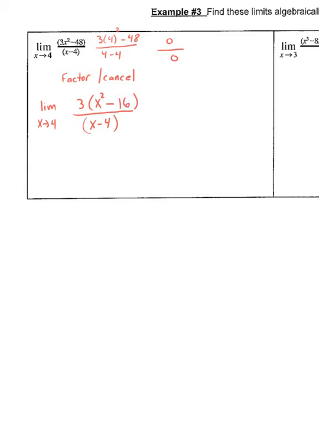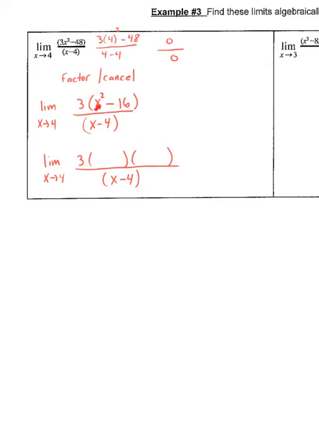And you can always check by distributing. 3 times x squared gets me back to 3x squared. 3 times 16 gets me back to 48. Now, I still can't cancel anything, but I can continue to factor. This is a difference of perfect squares. Okay? So I can factor that. So the limit as x approaches 4, that 3 comes down. It's still part of your answer. Don't forget about it. But I can put x squared minus 16 into 2 binomials.